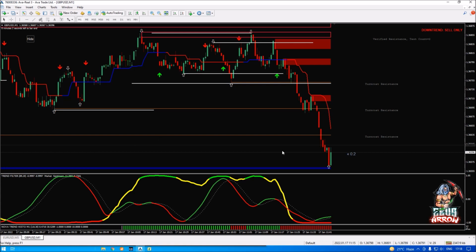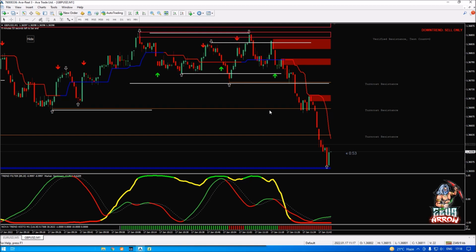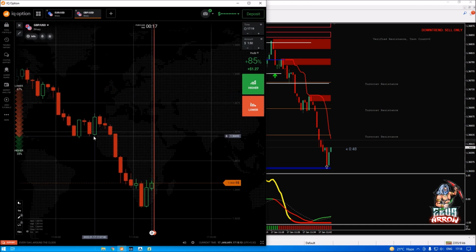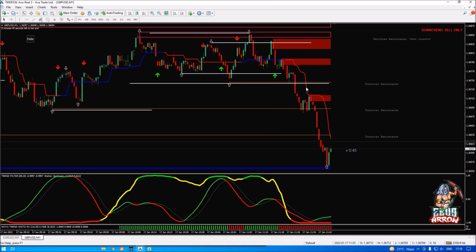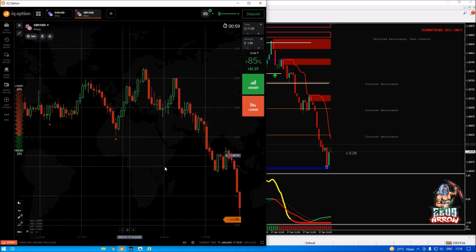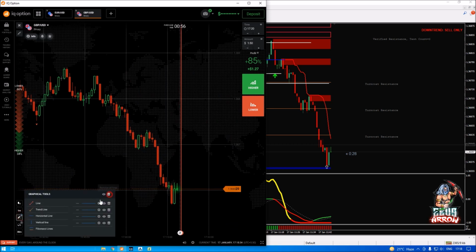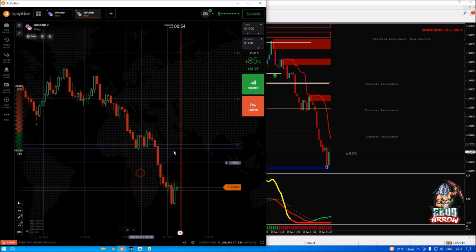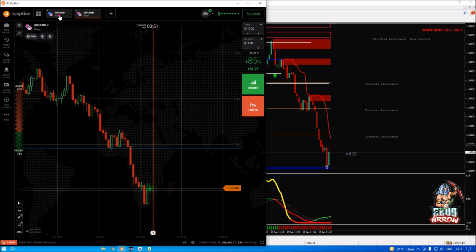We are already on GBP/USD, which right now is on a downtrend, so let's have a look. We need to wait for a good signal and a good trading level. Here we can see that a breakout has happened, so we're going to wait for a retest of this level. Let's draw this level. So for GBP/USD, this will be our trading level.